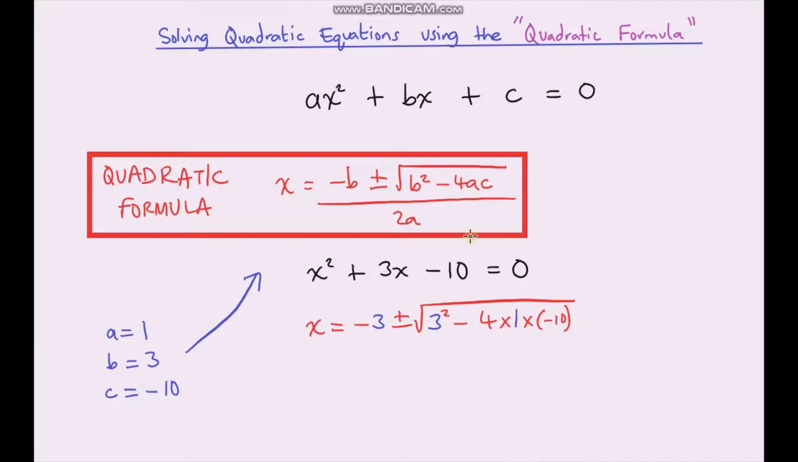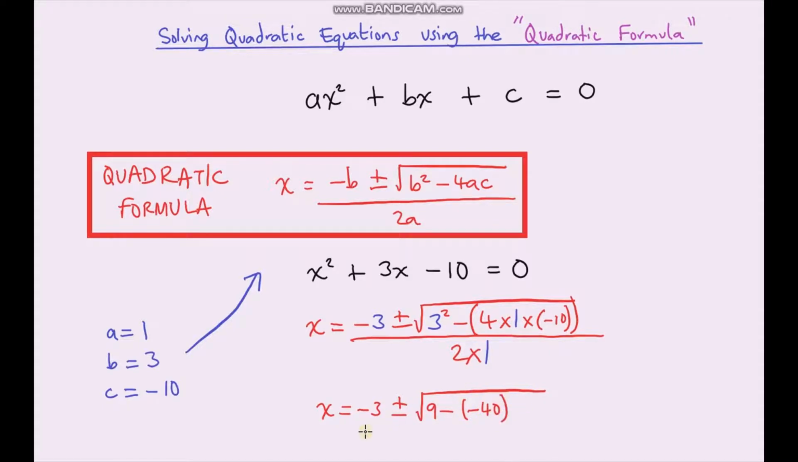So this is our numerator, and I always like to put brackets around the 4ac just because it helps me separate the b squared from the 4ac terms. And then we are dividing all of that by 2a, so that's 2 times a, which is 1. Now we can simplify this slightly, we don't need a calculator for this. So x equals negative 3 plus or minus the square root, 3 squared, the 3 squared is 9, subtract 4 times 1 is 4, 4 times negative 10 is negative 40, so it's 9 subtract negative 40, and then all of that divided by 2 times 1, which is just 2.